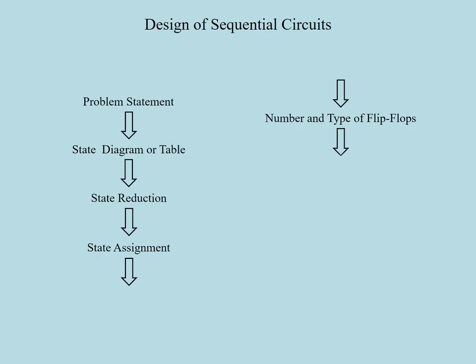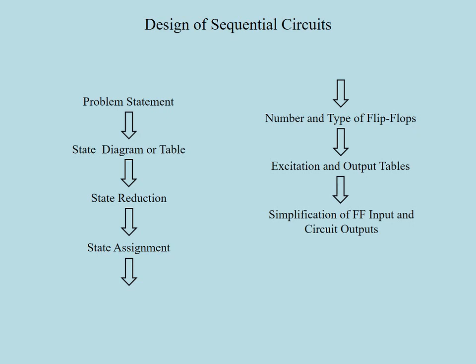The next step is preparing the excitation and output tables for the circuit. This can be done by using the excitation tables of the flip-flops we have just introduced. After this point, the design will continue as for the combinational circuits. That is, we can simplify the flip-flop inputs and the circuit outputs in terms of the inputs by using the techniques we have used in the design of combinational circuits, for example, Karnaugh maps. After obtaining the flip-flop inputs in a simplified form, we can draw the logic circuit diagram.